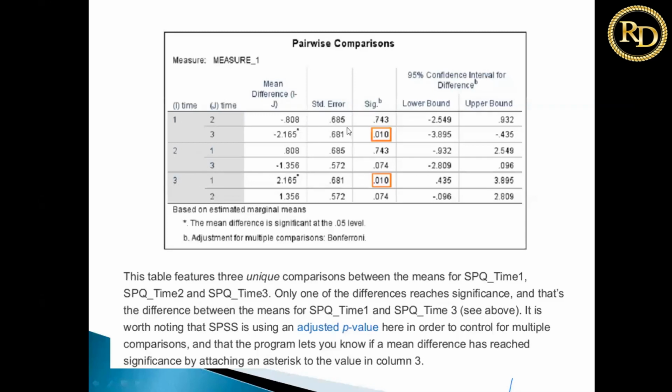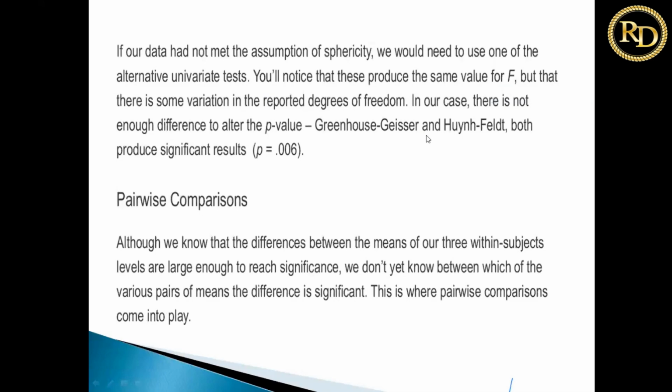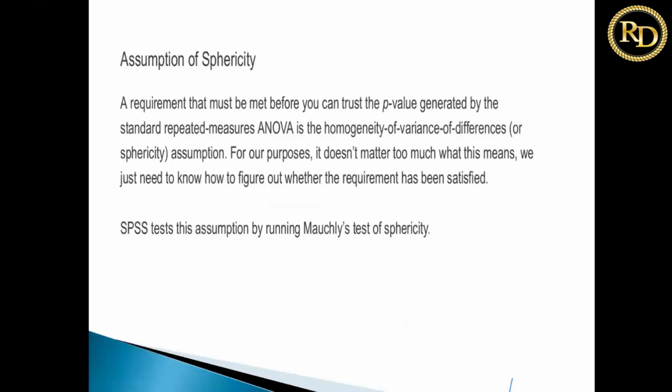On the basis of the p-value, you can see here first and second are non-significant. They do not have much difference in the means, because the p-value is more than 0.05. But first and third have a significant difference, and we can check it through the mean observation in descriptive statistics.